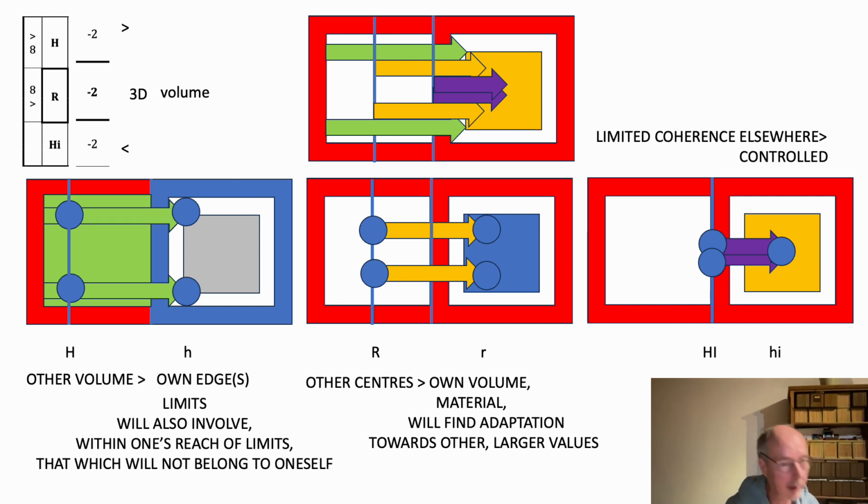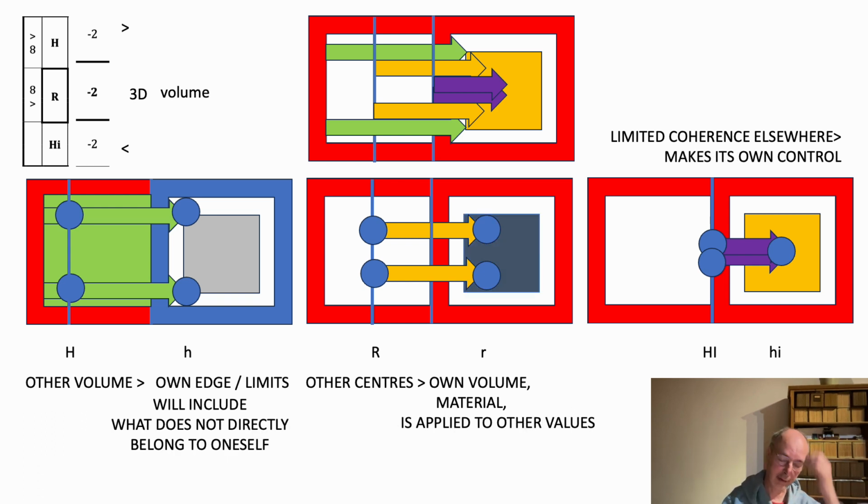Now these three parts in other words, so we have another volume that has an effect on our edges. In purely mathematical terms, it's that. There we have other centers that will have an effect on our own value in the material. So we will deal with bigger center values with the R. And the HE, we already said, has control over things that don't hang together well.